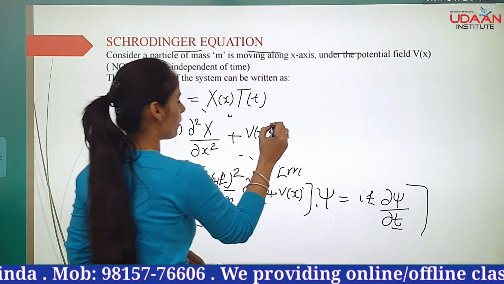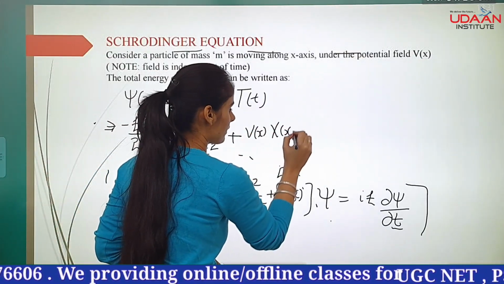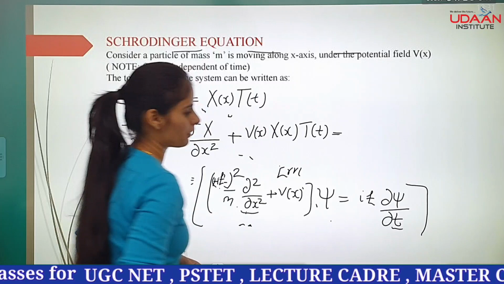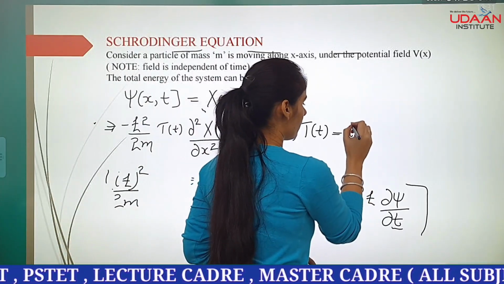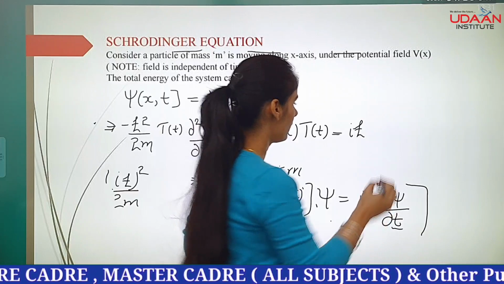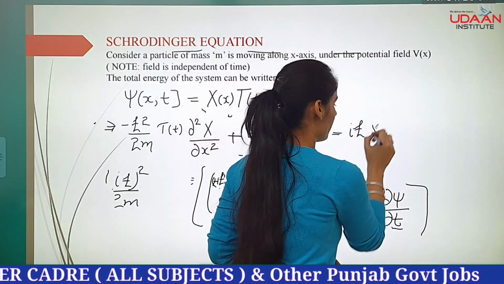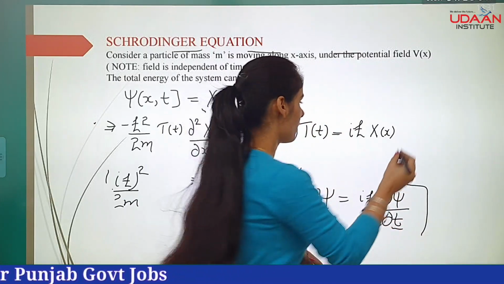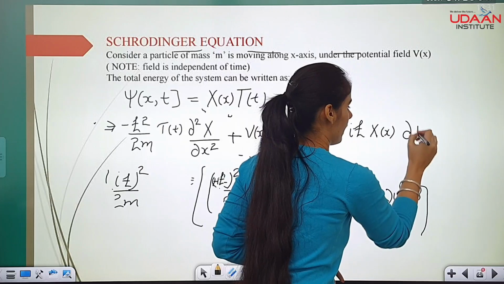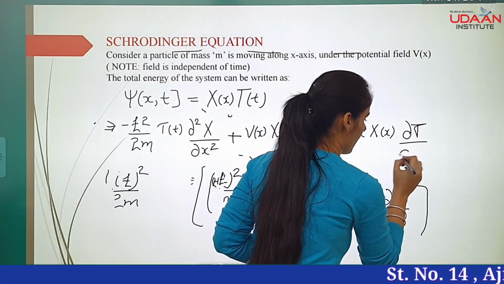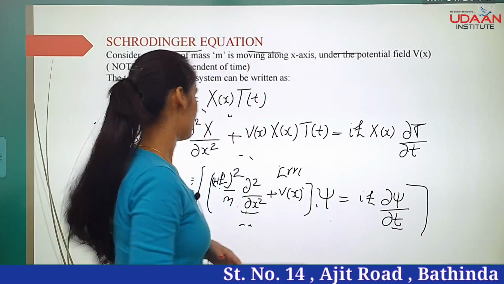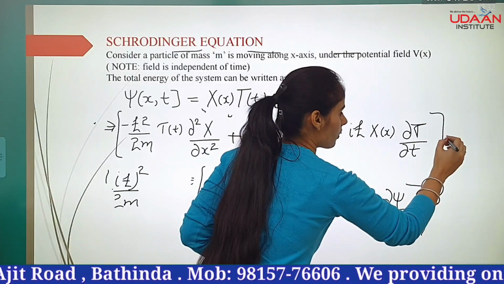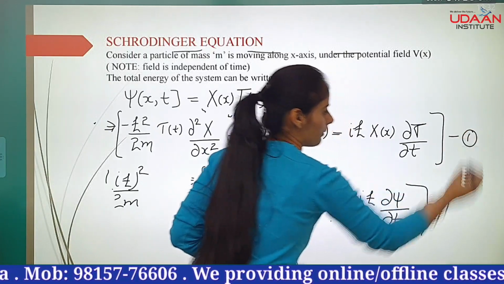So V(x) into capital X capital T is equal to iota h bar, and X will be outside of the derivative because we are taking the derivative with respect to time. So here we will have del capital T over del small t. So this is our equation which we need to solve. Number it as equation 1.